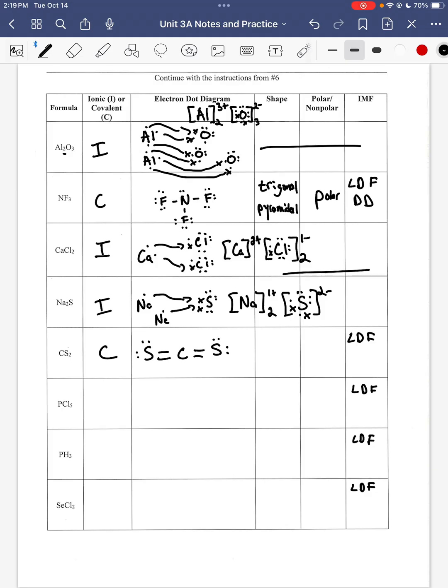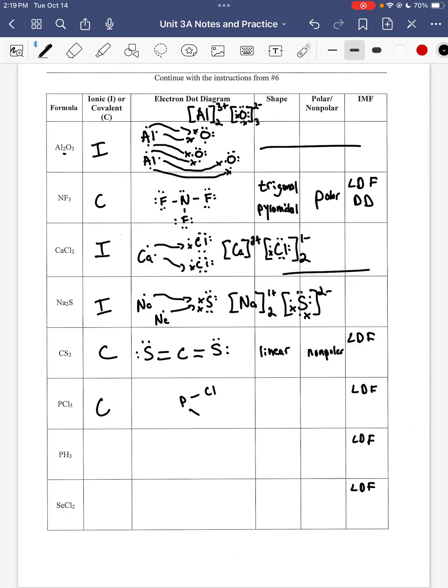Now, this CS2 is a linear substance because it's bonded to 2 atoms and has no lone pairs. It is going to be nonpolar because the central atom has no lone pairs and is bonded to only the same type of atom. So that means it only has London dispersion forces. And we're good there. PCl5 is a bit of a big one.